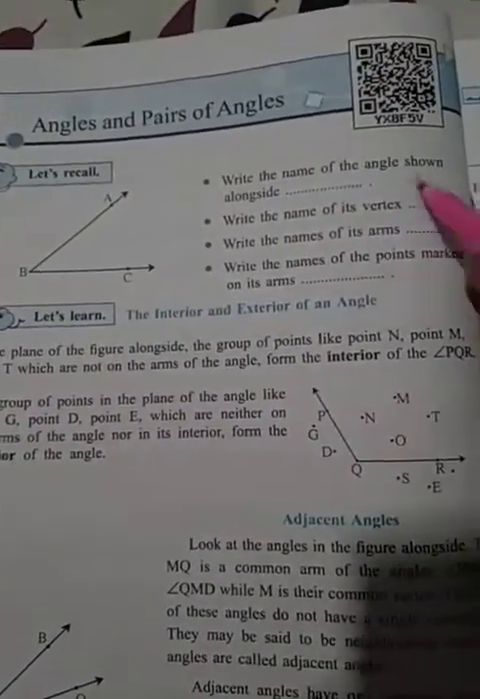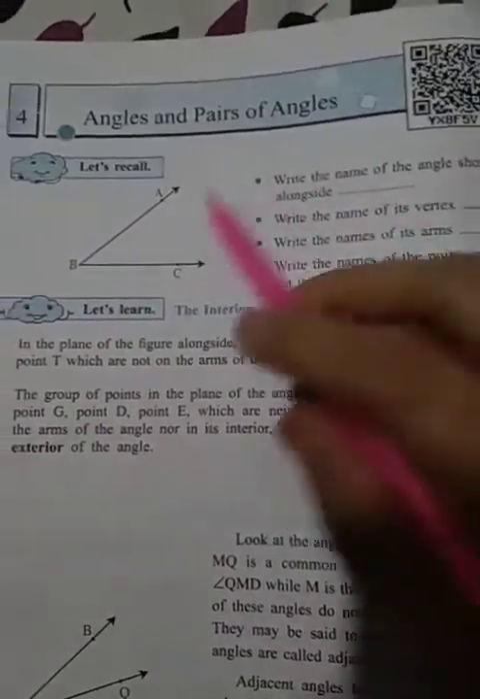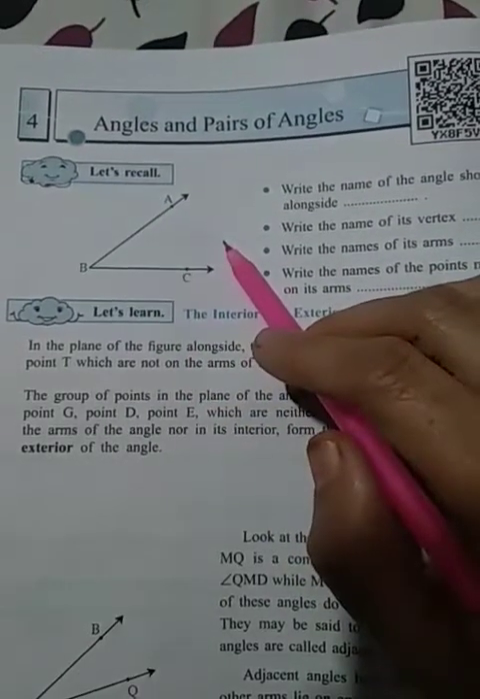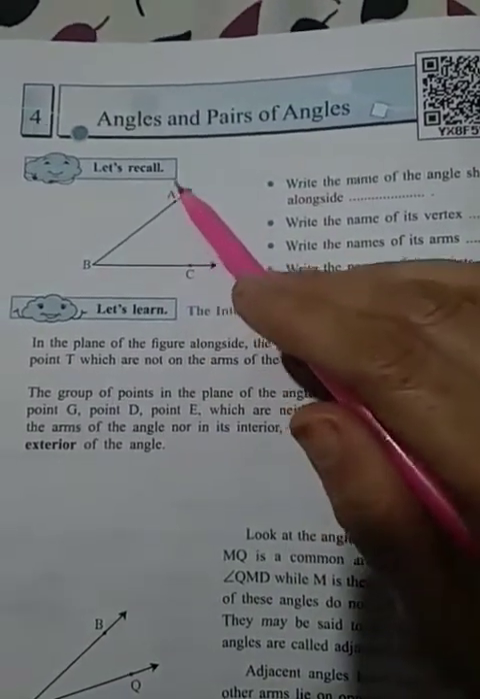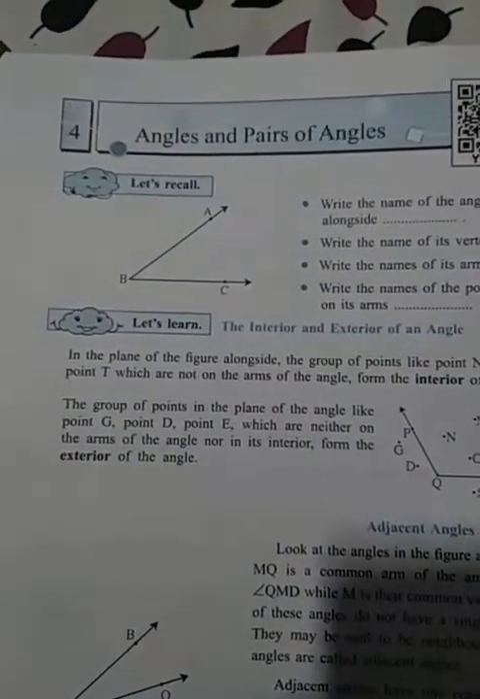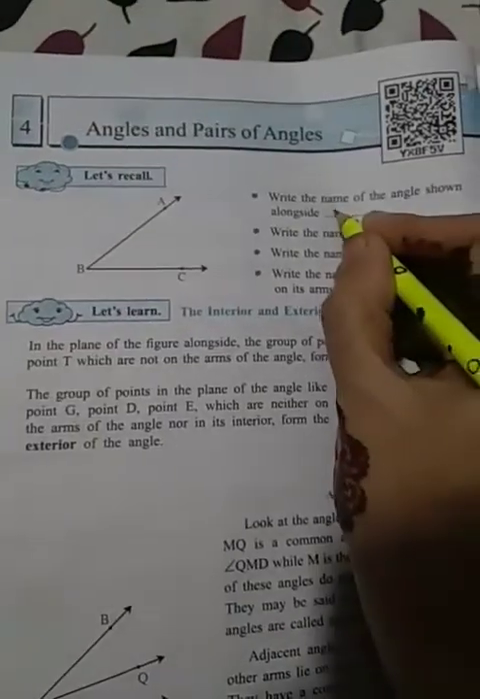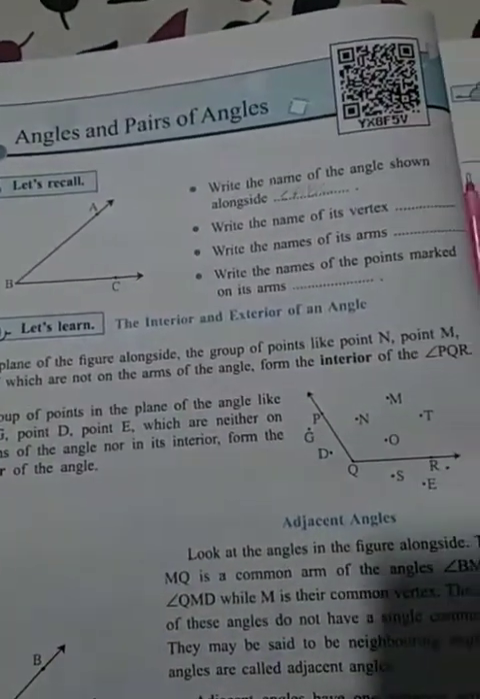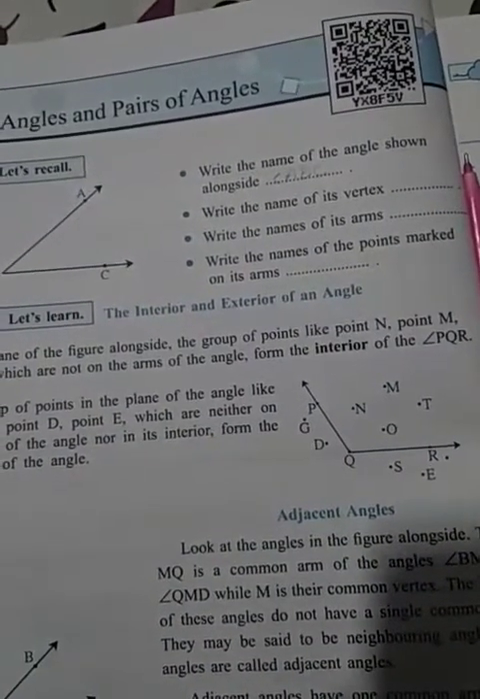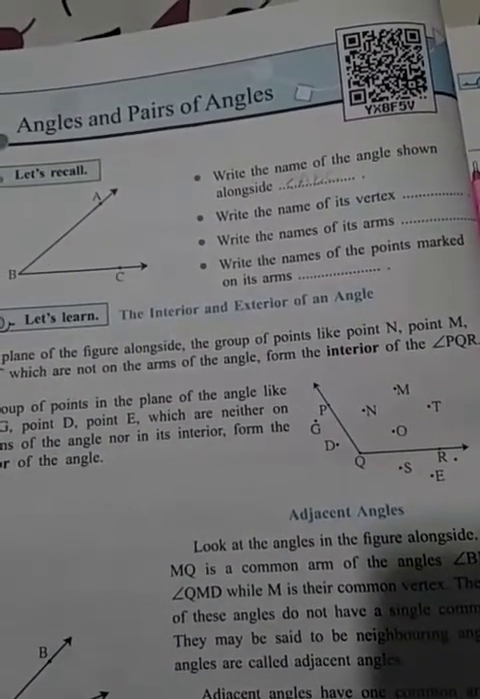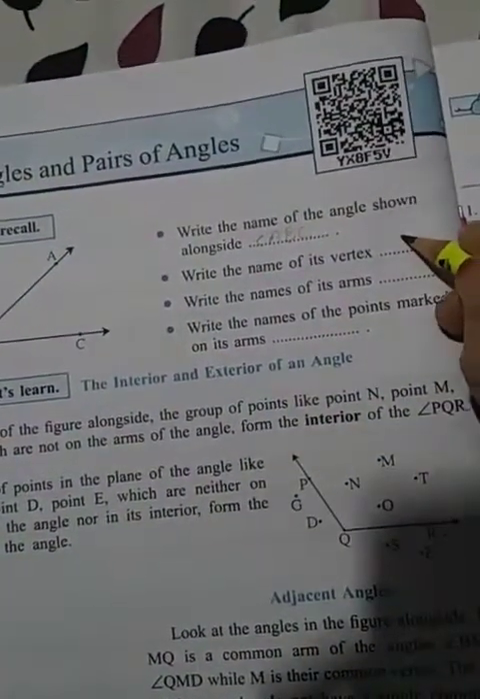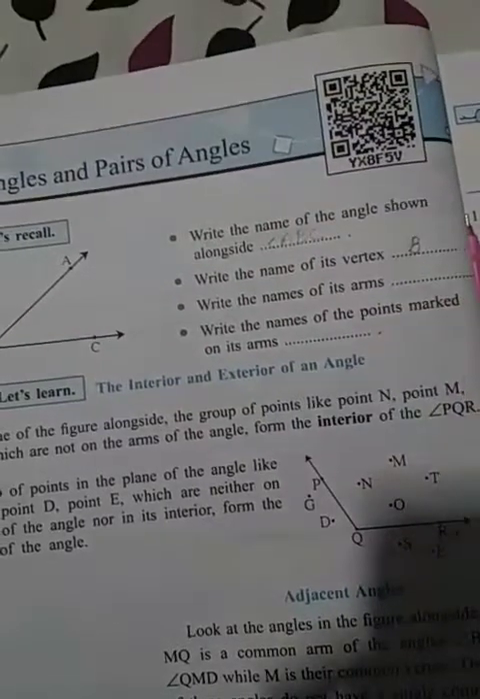Write the name of the angle shown alongside. We have to write the name of this angle. What is the name of this angle? How do we read? Angle ABC. So here we will write angle ABC. Next, write the name of its vertex. What is the vertex of this angle? Vertex B. So here we will write vertex B.